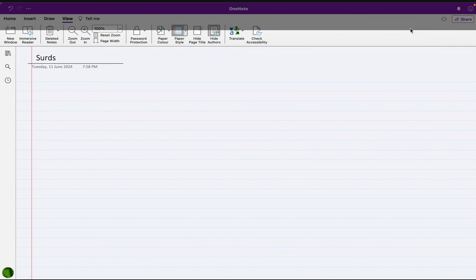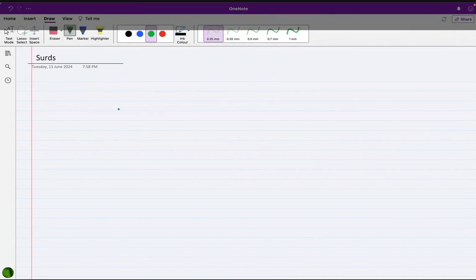We'll go through surds again: division, multiplication, addition, and subtraction.